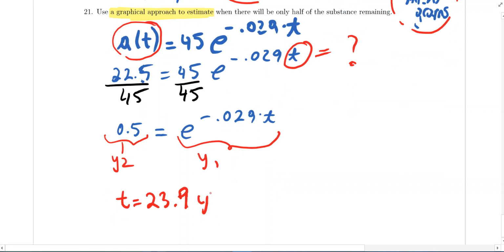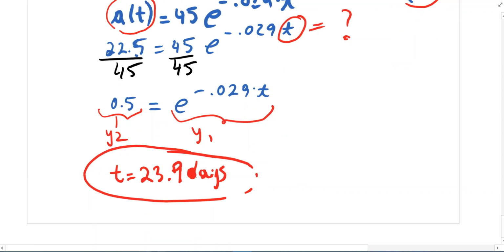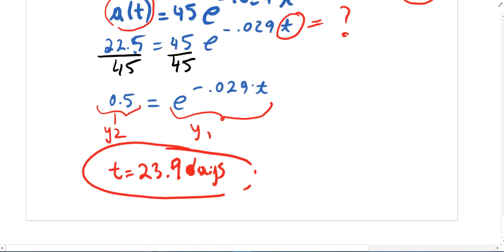So days, sorry. So after almost 24 days, the amount of thorium is going to decay to half. So like I said, we're doing this graphically, but once we learn about logarithms, we're going to be able to do this algebraically using logs.